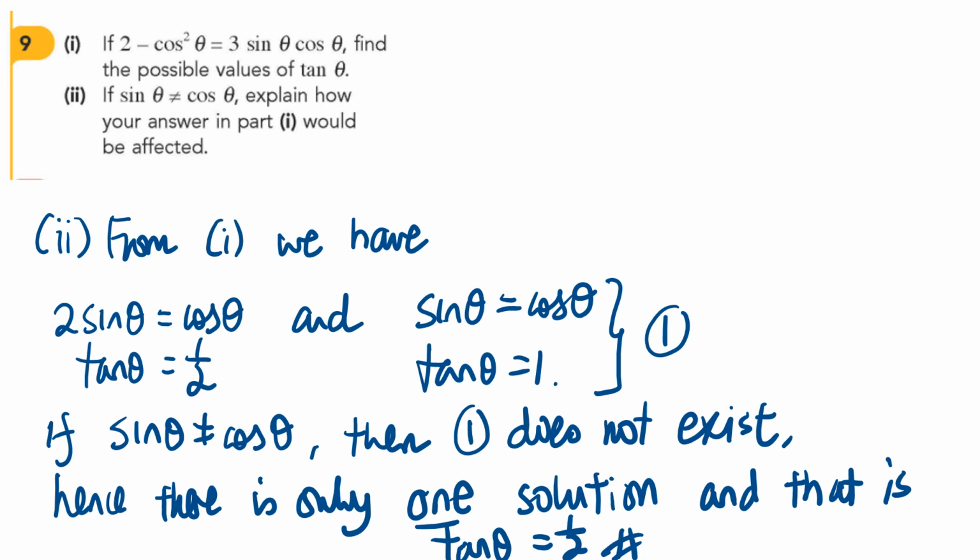Yes, of course you won't. Because to get tangent theta equals to 1, we need sine theta equals to cos theta. It's from sine theta equals to cos theta that you get tangent theta equals to 1, right? So if you are told that sine theta is not equals to cos theta, then this one is not valid. It does not exist at all. If it does not exist, then what happened? We will only be left with one answer, and that is tangent theta equals to half.